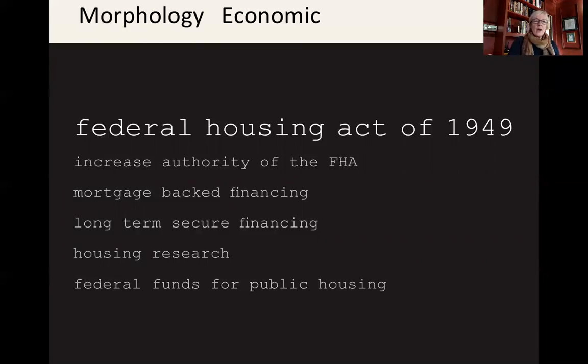Other things. So we are seeing also the Federal Housing Act now of 1949. Interestingly enough, this is post-World War II. It is increasing its ability for mortgage financing. It is starting to look into long-term security for financing. So in one respect, it's increasing the opportunity for vets to buy more single-family homes. And then it's finding ways to have more federal funds for public housing. But there's a big difference between those mortgages for the single-family homes and what those public housing projects look like.